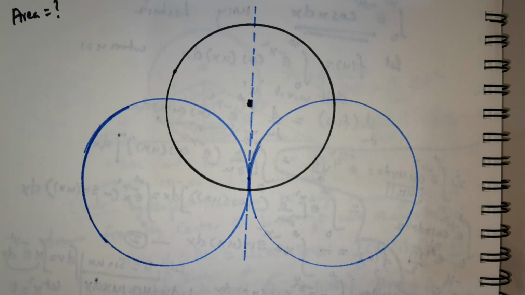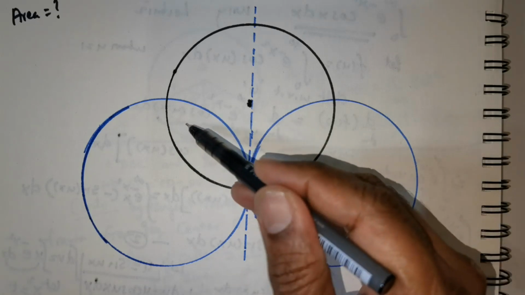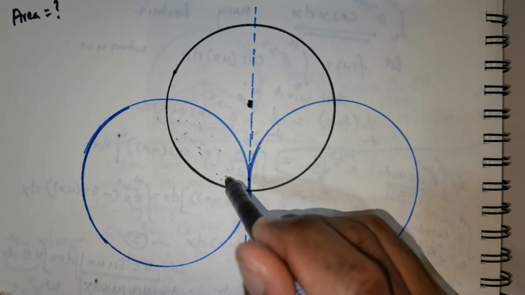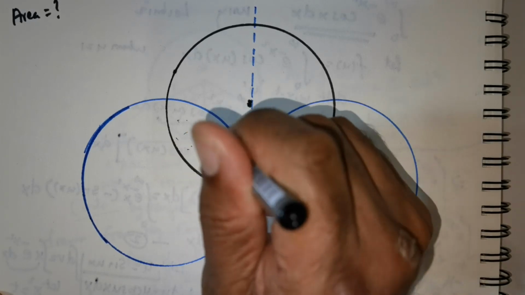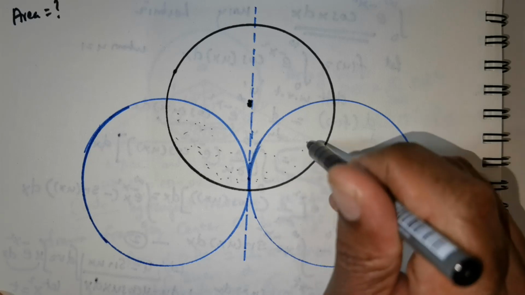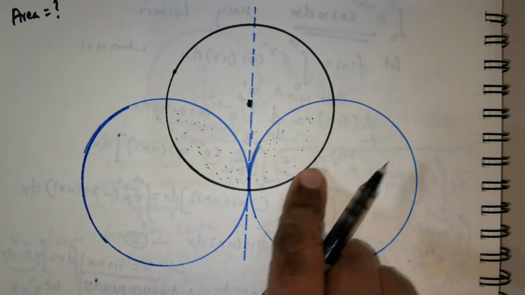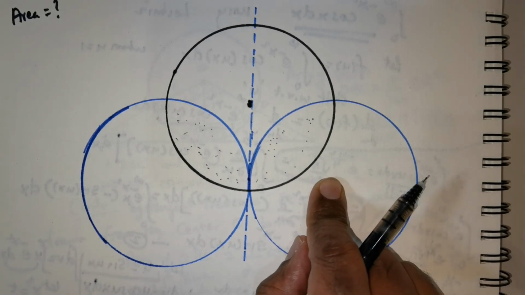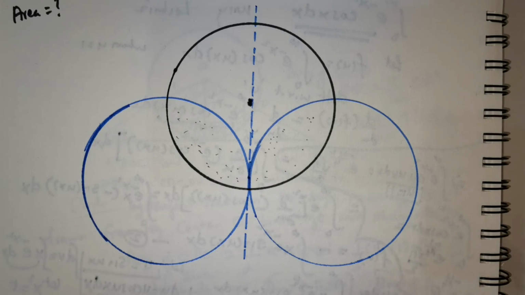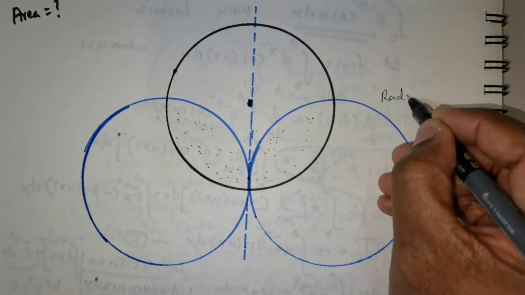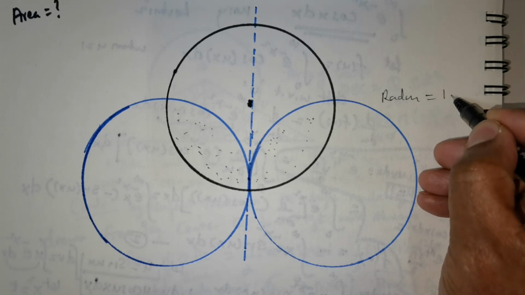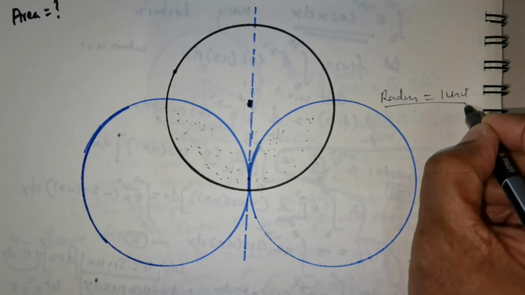Now, what are we to do? We are expected to find the area of this region, area of the shaded region. This is required. And what are we given? We are given that the radius of the blue circle is given to be as 1 unit, right?